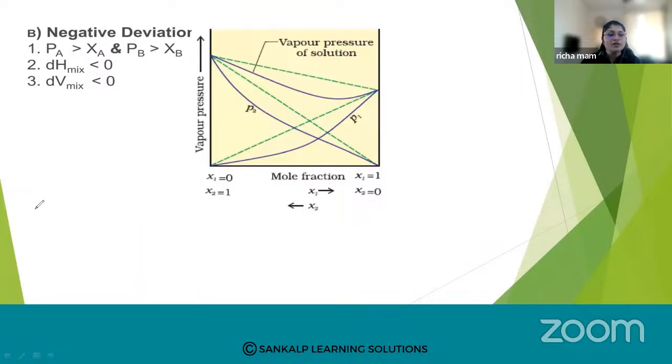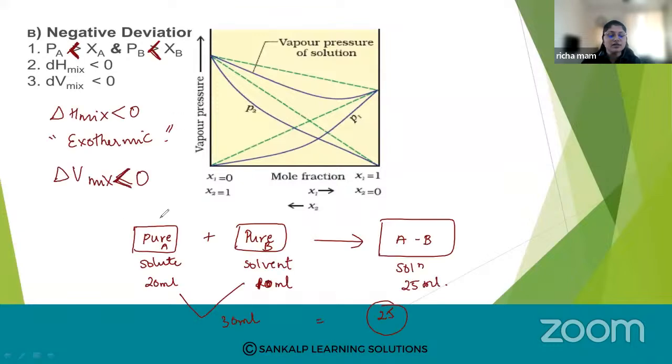So after mixing in a non-ideal solution, what happens? The volume change is less than 0. Then what happens to the interactions? The intermolecular interactions between the molecules of these pure components, that is the AA interactions and the BB interactions, what will happen in such solutions?